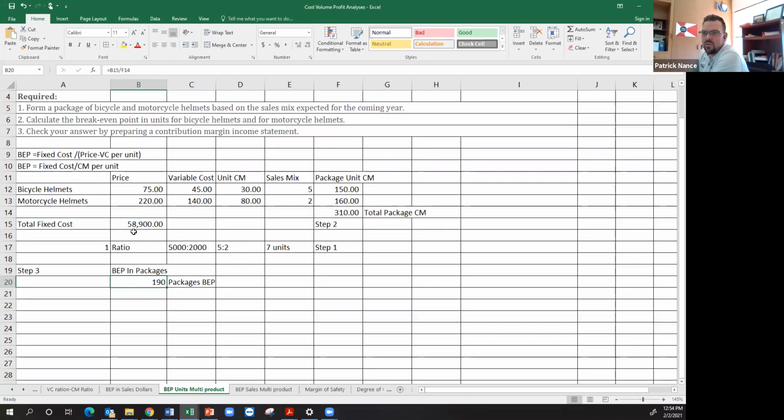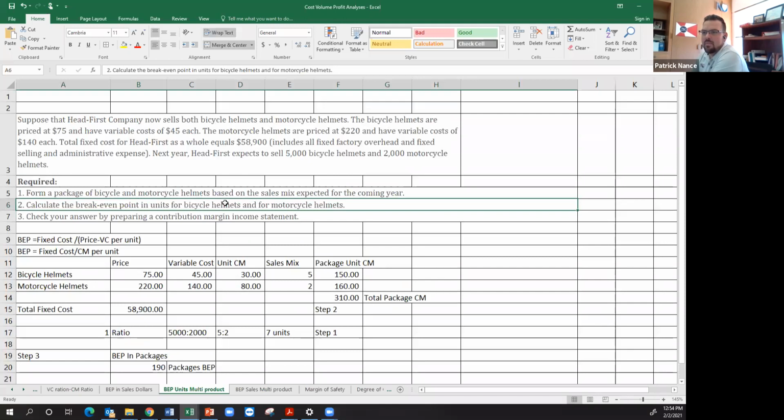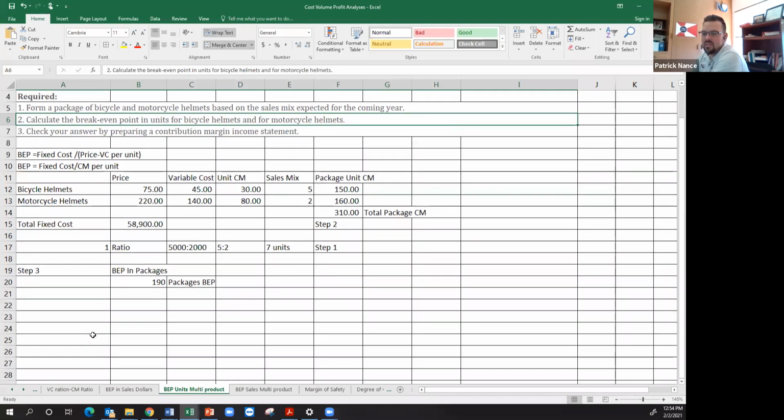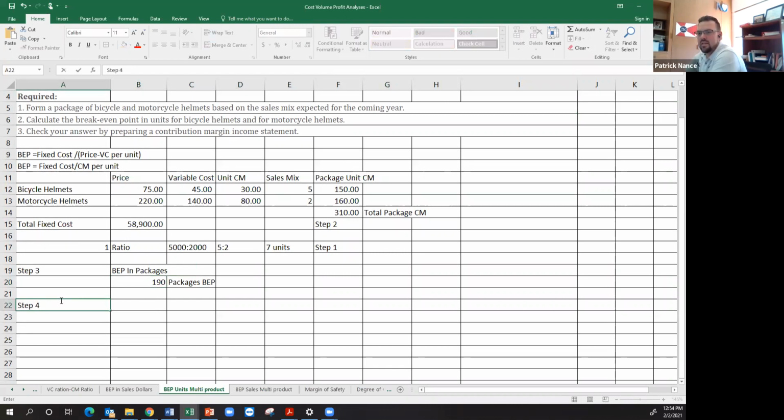But I don't just want to know the total units. I want to know how many bicycle helmets I'm going to sell and how many motorcycle helmets I'm going to sell. So all I need to do is break that back out. And this is my step 4, is break the packages back out to their respective products.